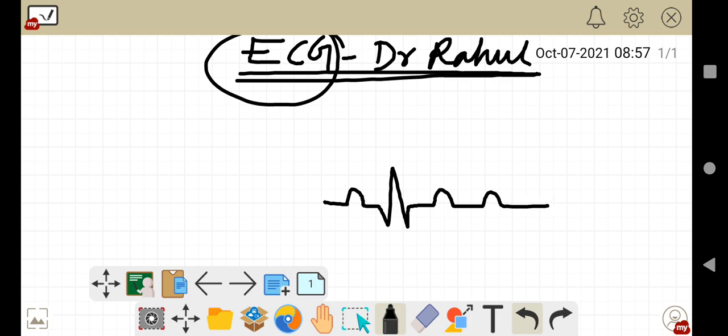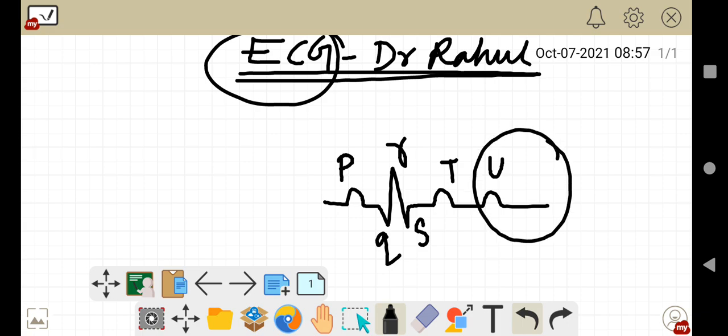So this is the first positive deflection, what we say as the P wave, correct, that we all know, followed by a negative deflection, the Q wave. After that there is a positive deflection, the R wave, then a negative deflection, the S wave, right? And then a positive deflection, the T wave, and often we find a U wave as well. But this U wave is not that important because we find it in electrolyte abnormalities, mainly in hypokalemia.